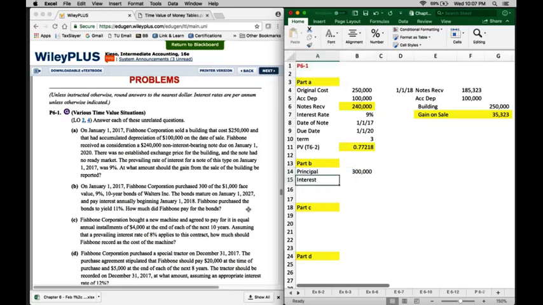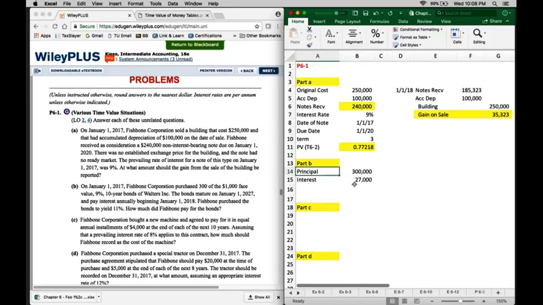The interest is 9% of 300,000. 9% of 300,000 gives me 27,000. Now, each of these I will multiply by the relevant factors. When will I be repaid my principal? At the end of 10 years.